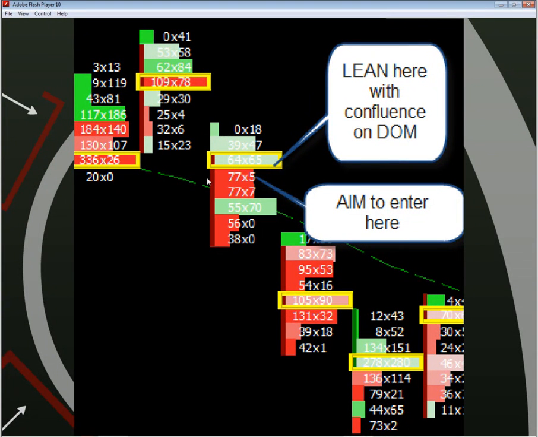Okay, lean here. So this we're saying leaning here with confluence on the DOM. Okay, so we're aiming to enter here, okay, or maybe just a tick below it. So you're trying to go with the momentum on a move that you've just missed, or maybe you've decided to leave it here purely because there wasn't a real nice setup, okay, and you only really seen the sellers are actually taking control of this a little bit later.